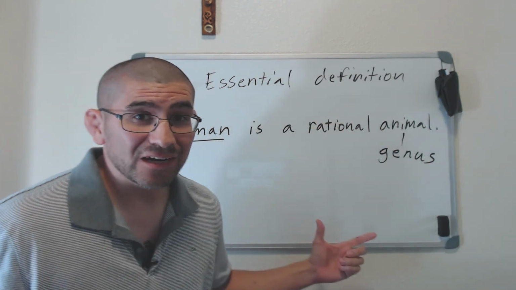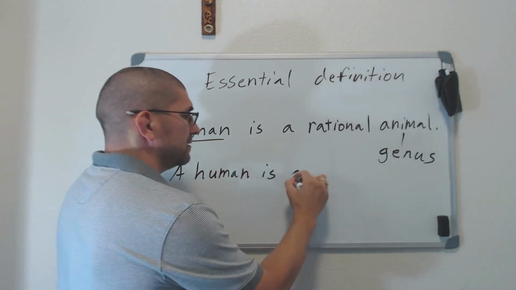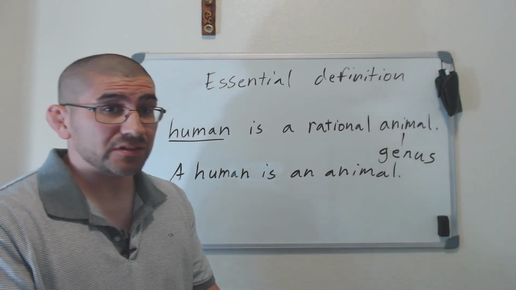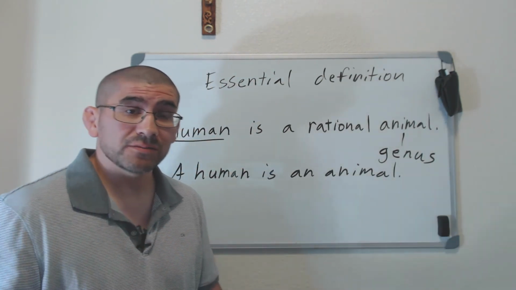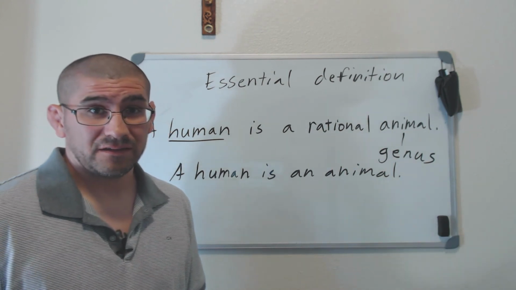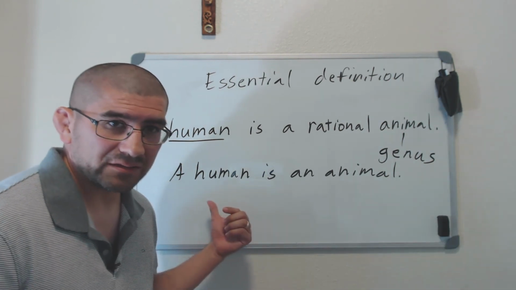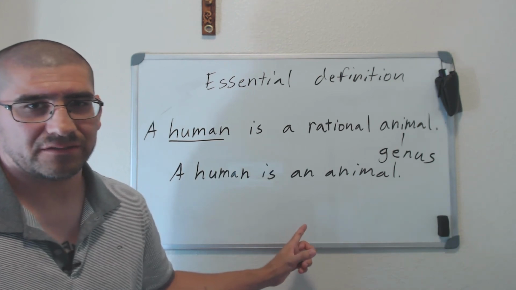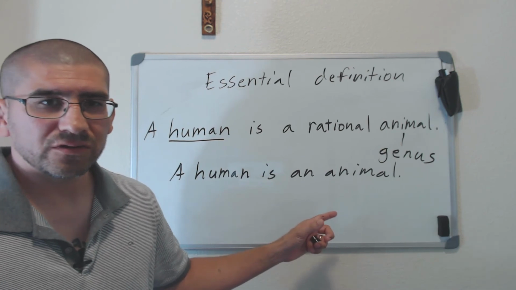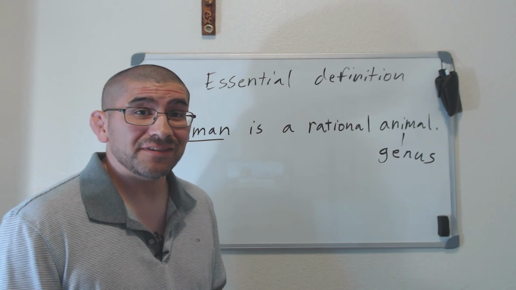So we can't just use animal to define human being. Like if I said a human is an animal. Now that is true. A human is an animal. There's nothing wrong with saying that. But there is something wrong with saying it if you think you're giving the essential definition of a human being. Why? Because there are some animals that are not human beings. This is not an essential definition, because lions are also animals. Squirrels are also animals. We're not being specific enough, because we need the specific difference.